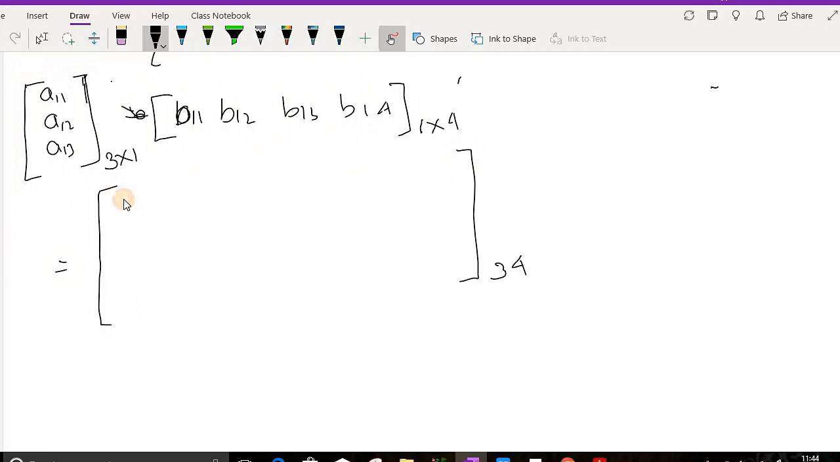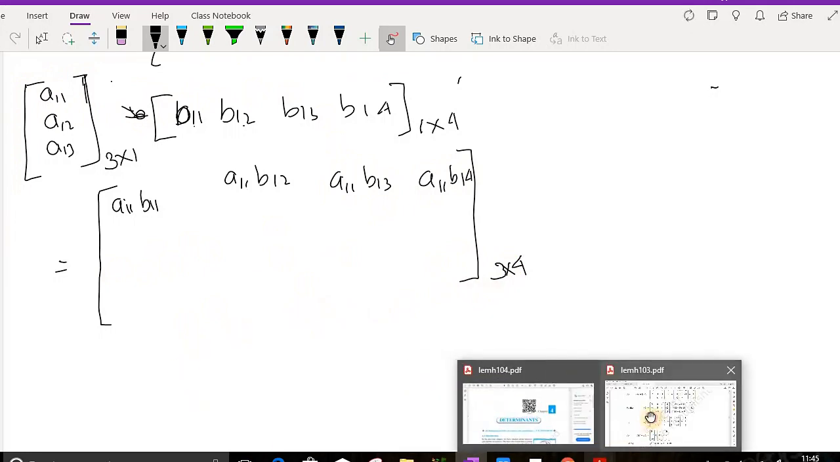So what do we have to do for the elements? First row of this, first column of this: A11 B11. To get the 1,2 element, first row, second column: A11 B12. Then to get this one: A11 B13. Then A11 B14. So the rest of the things, can you do it? You will get a 3 by 4 matrix.